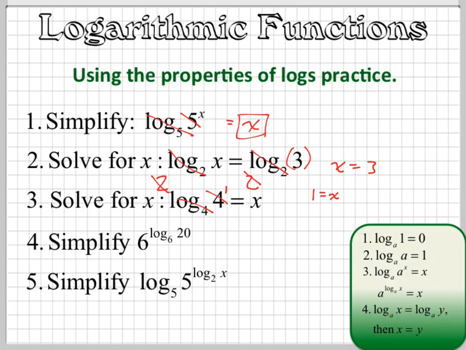Okay, number 4, same bases, cancel out. What's my answer? Number 5. Ooh, there's a log in the exponent. It's like all gooey. Okay, here we go. Same bases, they cancel out. What am I left with? Log 2 x. Log base 2 of x. Don't forget the base. All right, that's how you do those.